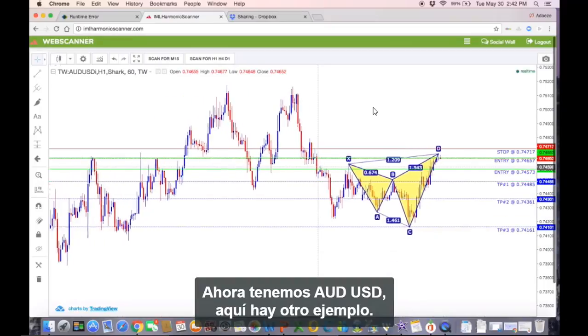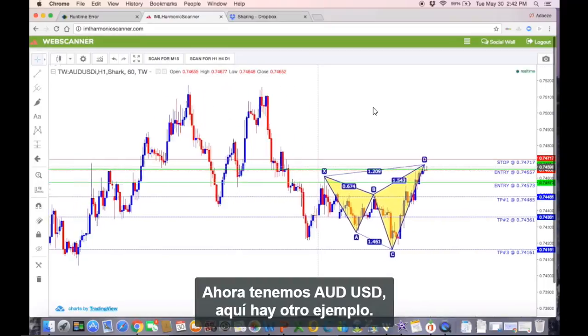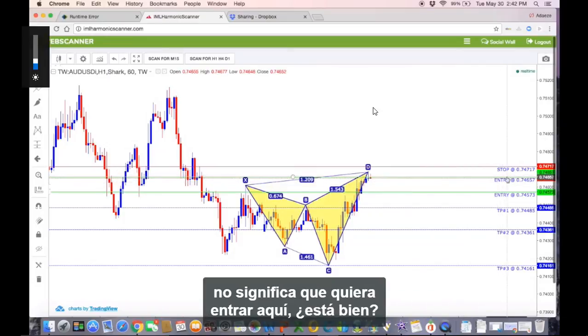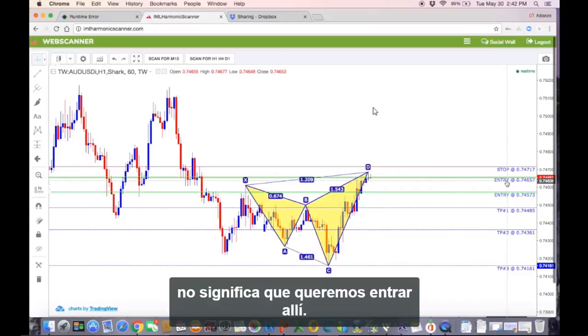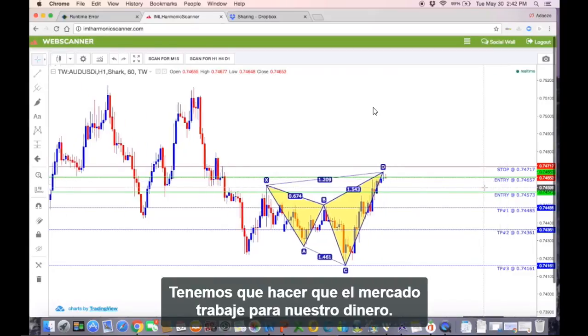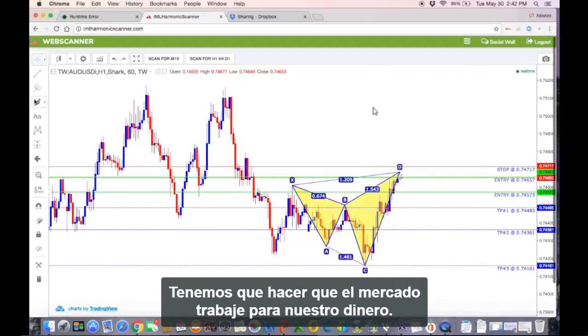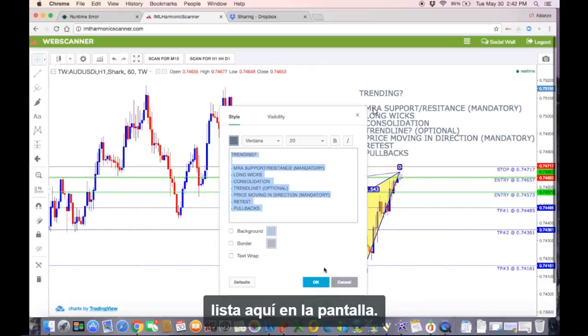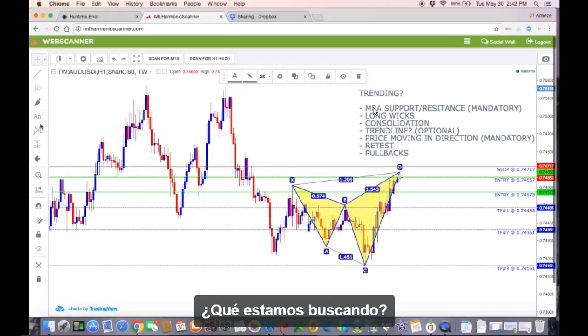Okay, so now we have AUD USD. Here's another example. Remember, just because it says enter here does not mean we want to enter here. Okay? Just because it says it does not mean we want to enter there. We have to make the market work for our money. So let's go through our little checklist. Let me put my little checklist back up here on the screen. What are we looking for?